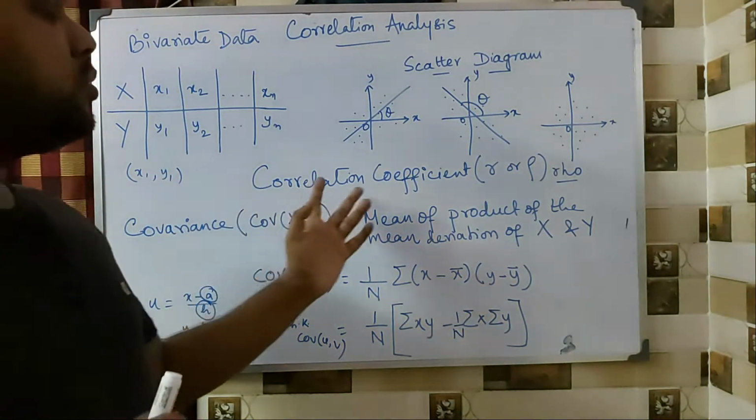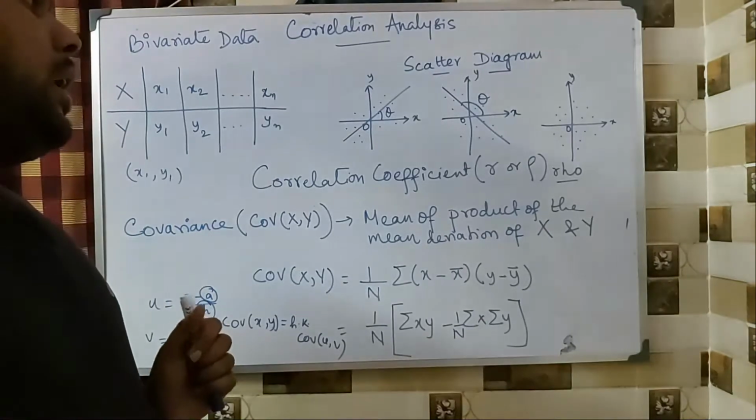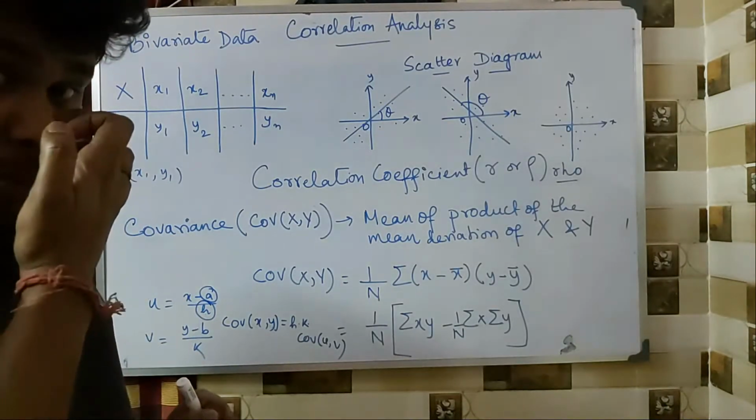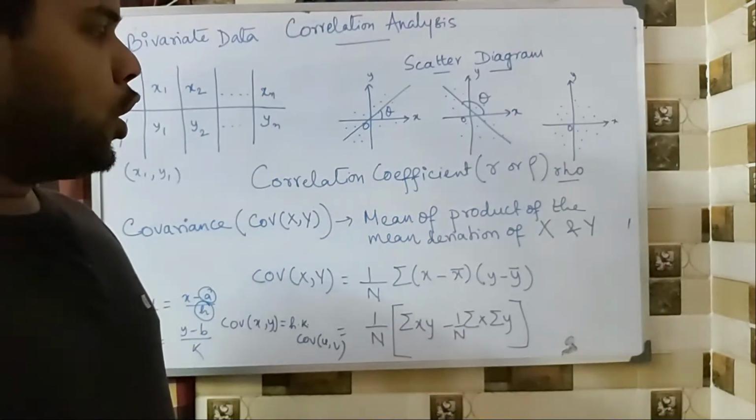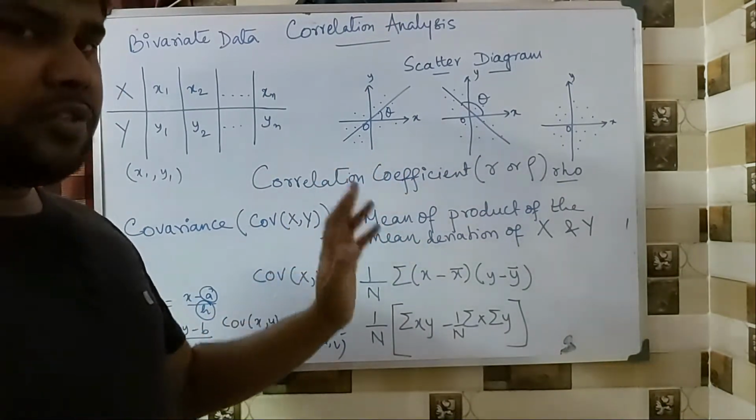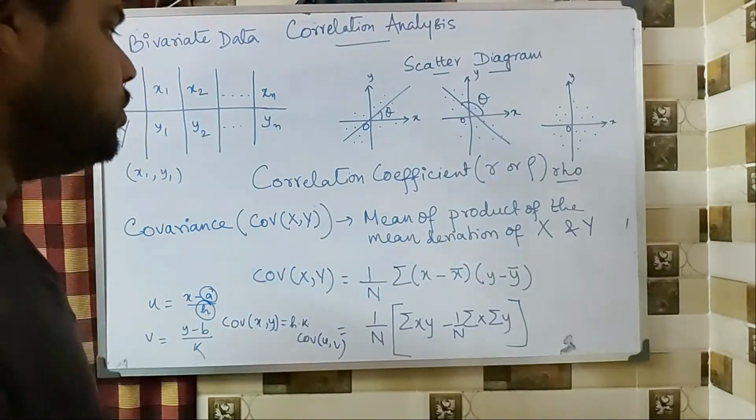Before we go to the correlation coefficient, let us first solve a few problems on covariance, and then we will go to the problems of correlation coefficient. We'll understand it first, then we'll go to the problems.